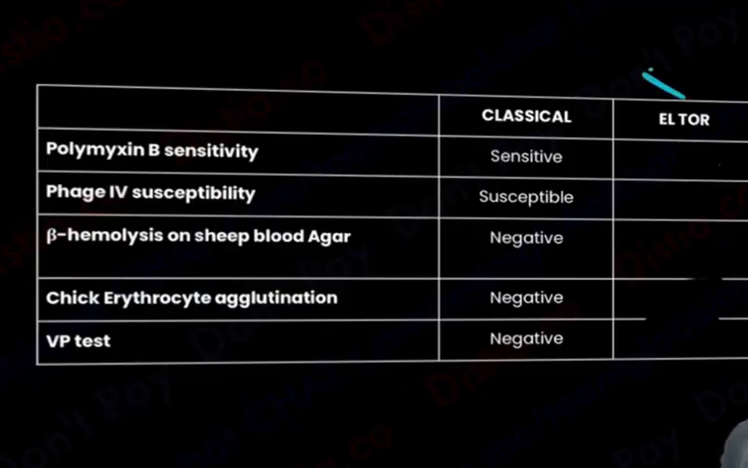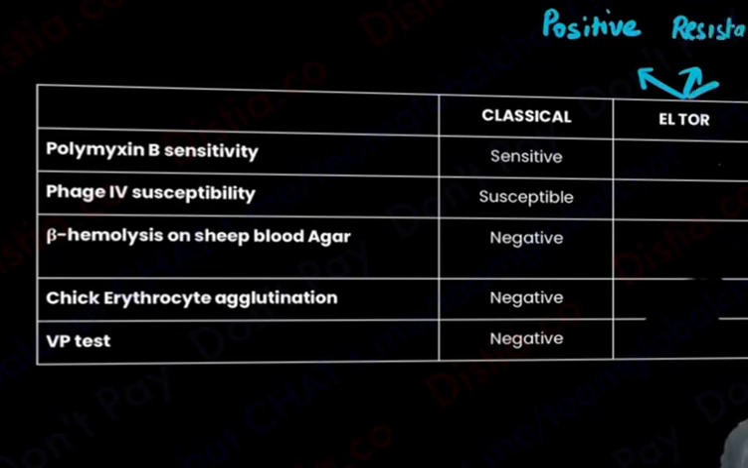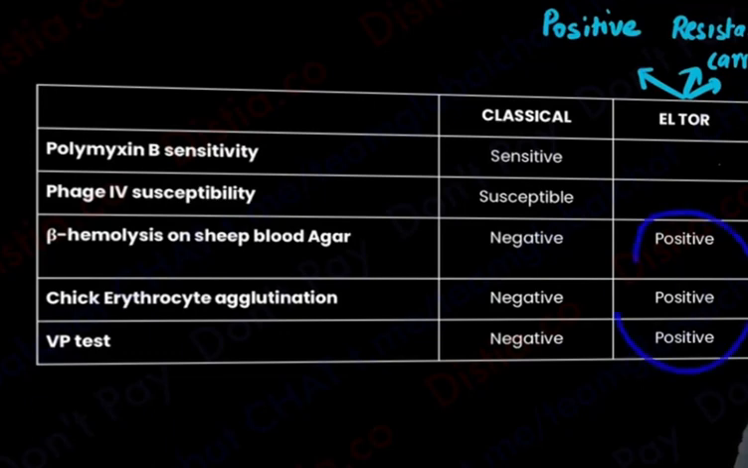Please note, whatever tests I will tell you, El Tor will be positive in it. El Tor is positive in all the tests. El Tor is the one that is going to be resistant in a lot of cases, and because of that, it is going to have the carrier state. So remember, positivity, resistance and carrier. If I ask which of them is going to show you beta hemolysis on sheep blood agar, you will say El Tor will be positive. Which of them is going to show you chick erythrocyte agglutination? Of course, El Tor will be positive. Which of them can show you the Voges-Proskauer test positive? That is going to be El Tor. So like I said, El Tor will be positive for a lot of things.